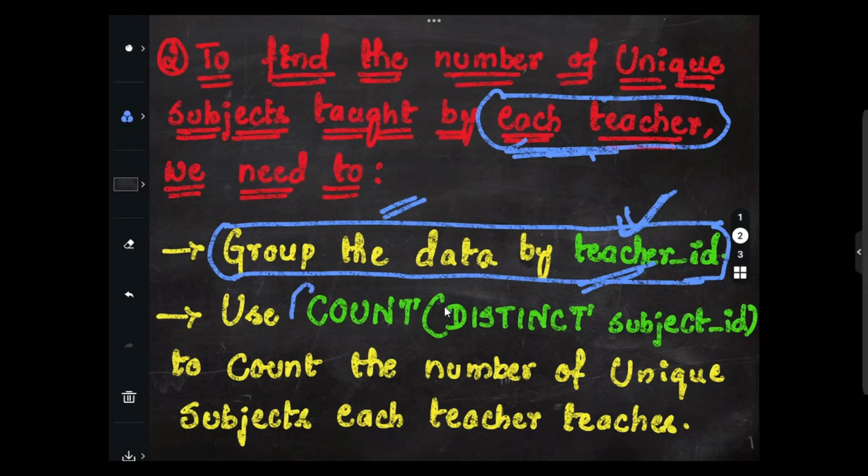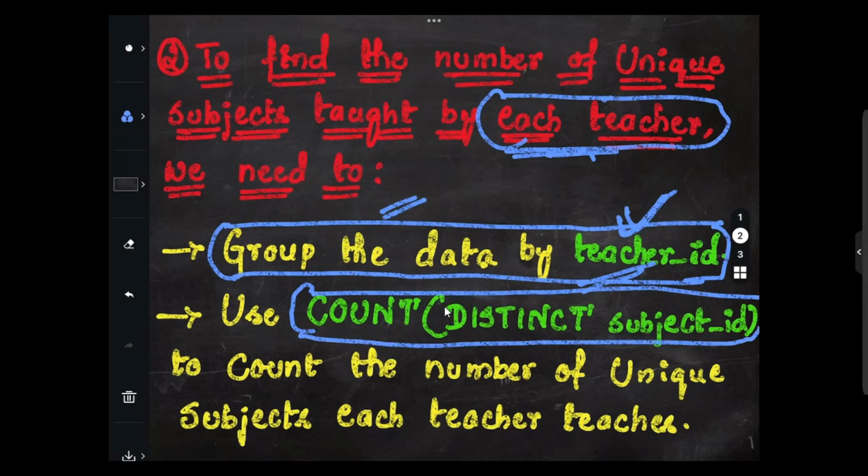We will be making use of the count distinct of subject ID. Distinct and count are keywords provided by SQL, and we can make use of them in this case. We will use count of distinct of subject ID to count the number of unique subjects. We need to count first of all, that is the reason we are going with the count keyword here.